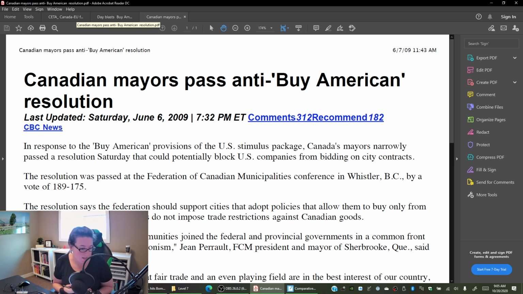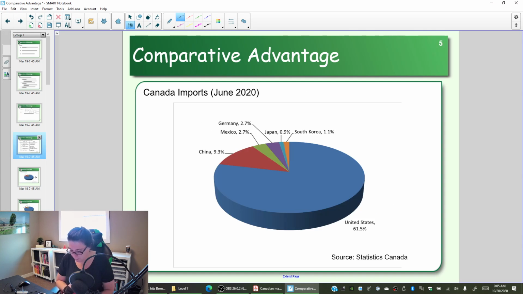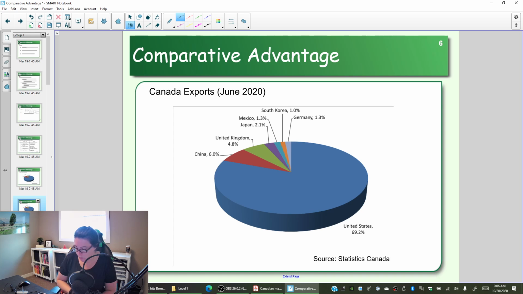Well, before we leave this discussion here about Canadian trade, who do you think we bring most of our goods in from? What country do we import most of our goods from? Well, we import 61.5% of our goods from the US, and China is second at 9.3%. Well, who do we export? Who do we sell our goods to? We export 69.2% of our goods to the US, with China here at 6% of our exports, and the UK at 4.8%. So the reason we start to care about these tariffs with the US and our trade with the US is they are our number one trading partner.